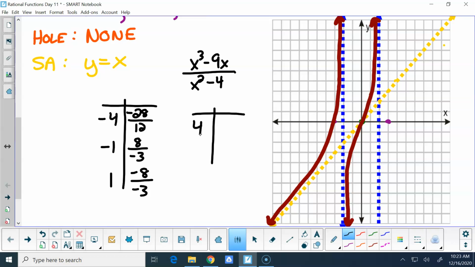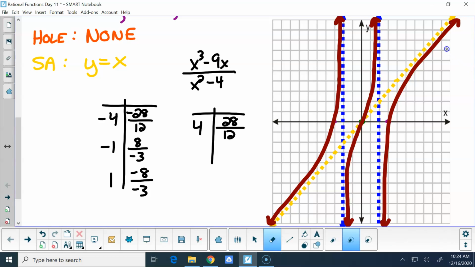Positive 4 would be 64 minus 36, which is 28, all over 12. So then that's going to be a little bit more than 2. Which to me would say we end along our asymptotes. Yes? Love it.